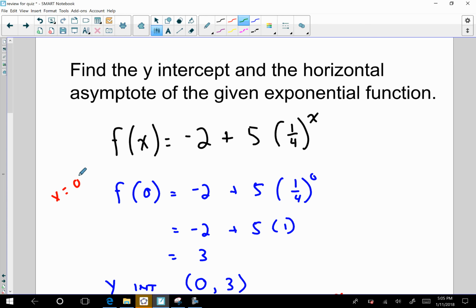If I put 0 in for x, I see that I have negative 2 plus 5 times 1/4 to the 0 power. And 1/4 to the 0 power is 1. Anything to the 0 power is 1. So now I have negative 2 plus 5 times 1. Negative 2 plus 5 is 3. So the y-intercept is (0, 3).